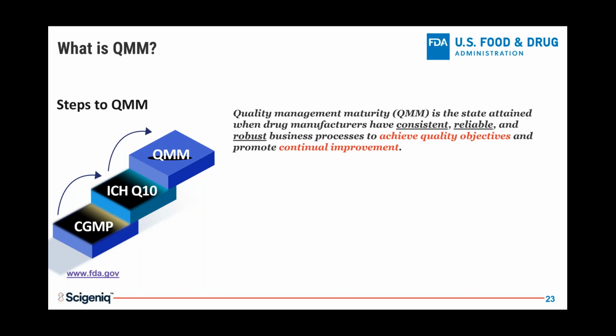What it says here basically is that it's a state of drug manufacturers having consistent, reliable, and robust business processes to achieve quality objectives. Not only that, the FDA is now looking for continual improvement, and that's the new thing here. So basically, the FDA is stressing utilizing quality in your continuous improvement and how mature your quality system is.